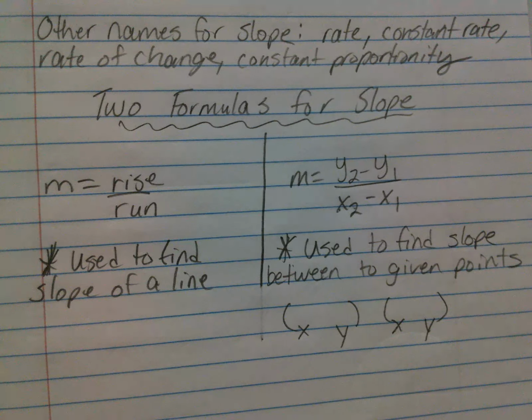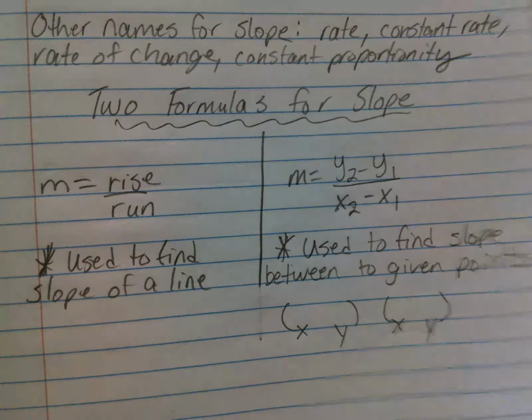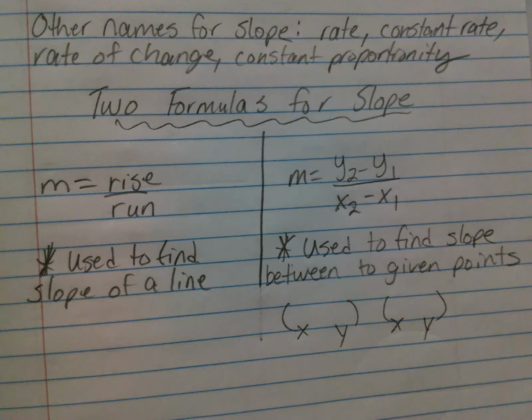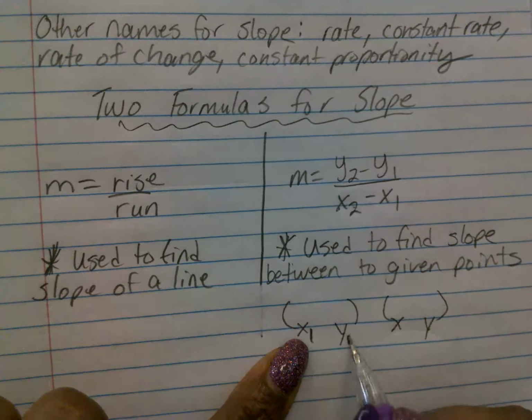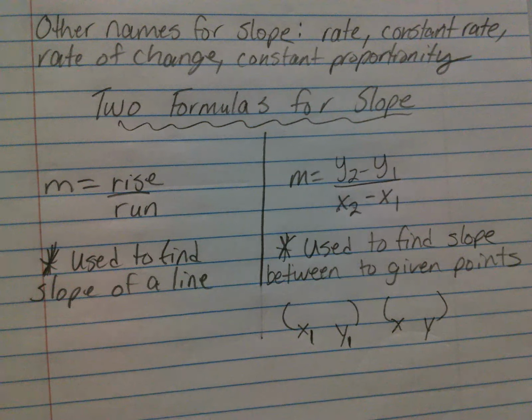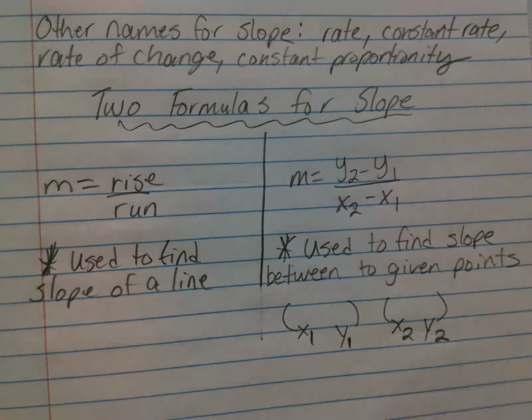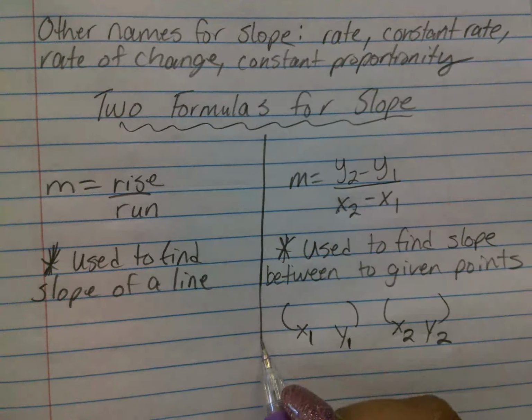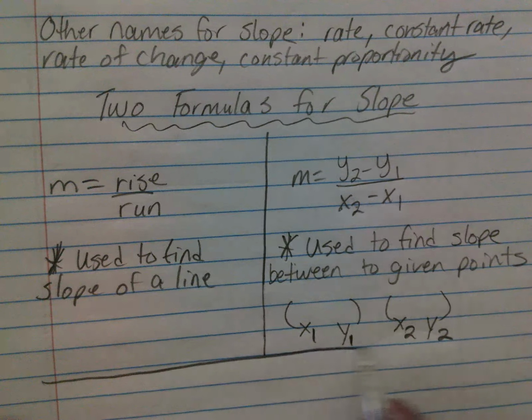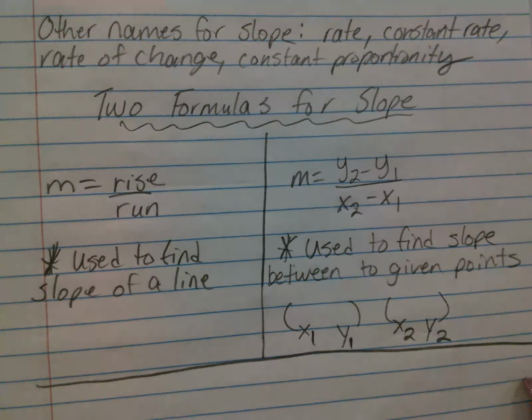To find the slope of points that are given in a table or a group, you're going to use this formula. Notice that you have two x's and two y's. The first point you label as x1, y1 because that's the first point that's given. The second point you label as x2, y2 because that's the second point that is given. So you have two formulas for slope.